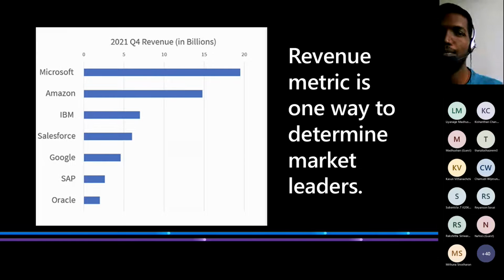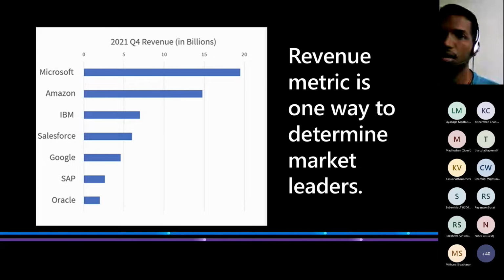So that's the concept applying for everything, right? When you're looking at the market revenue, Microsoft is the leader. You might be questioning why Amazon is in second place, right? You might have heard that Amazon is a top provider.